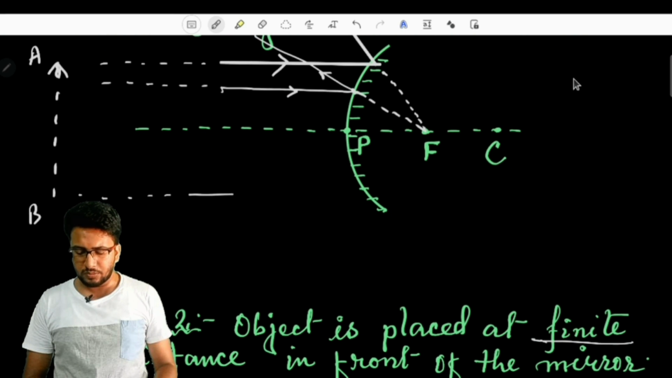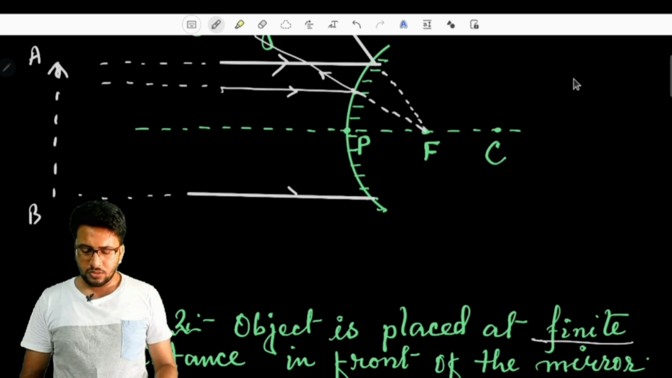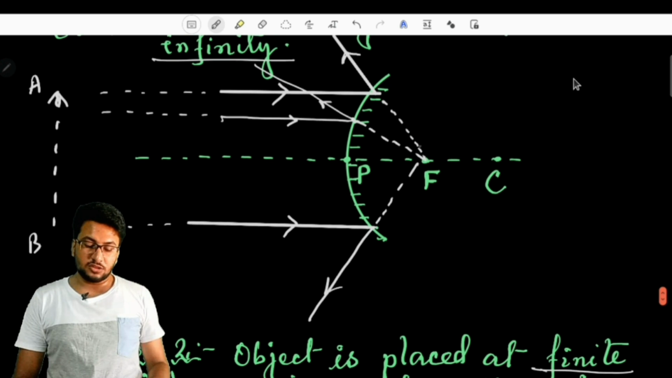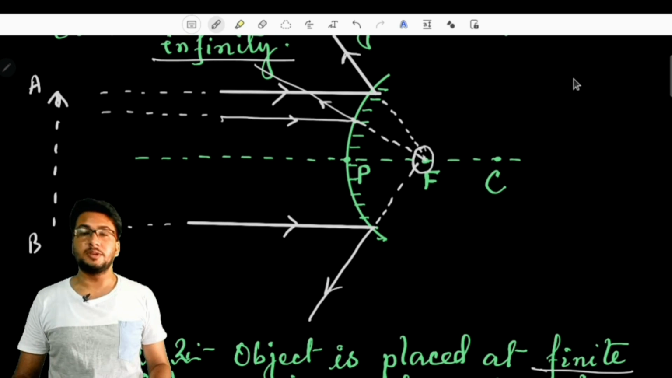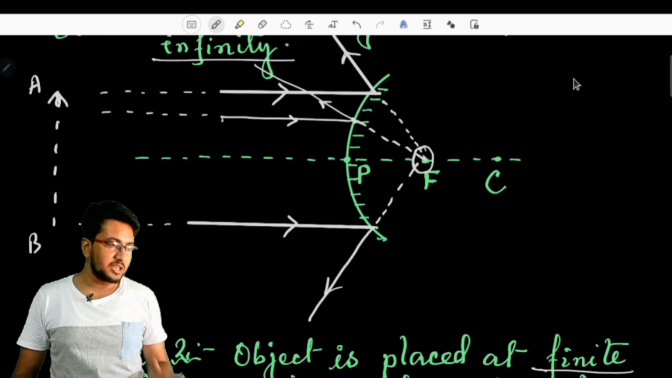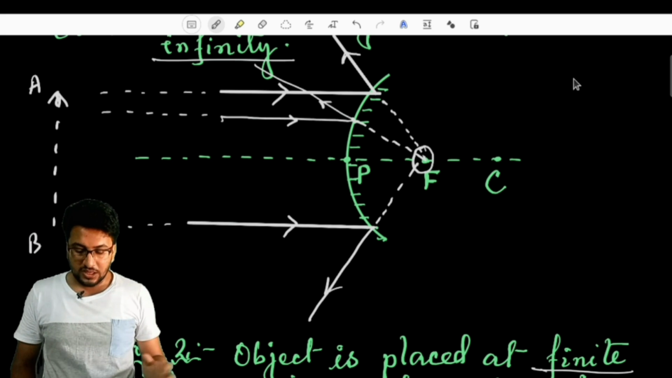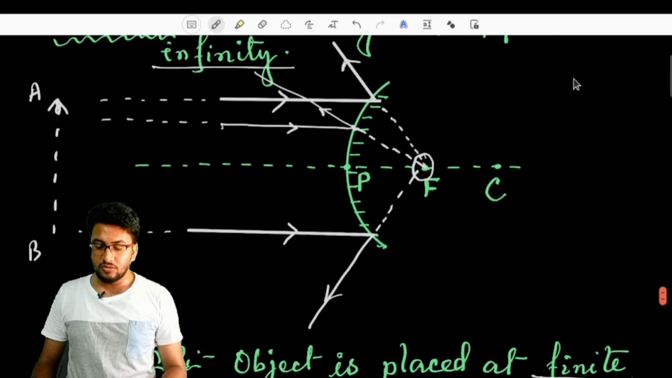In a similar manner, the light rays coming from the base, the bottom of the object, will always be parallel to the principal axis, and in such a case also they will be diverged in such a sense that they appear to come out from the point which is called the focus. In this case you can see that the image formation takes place at the focus.